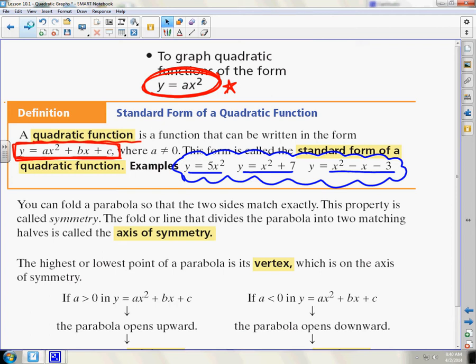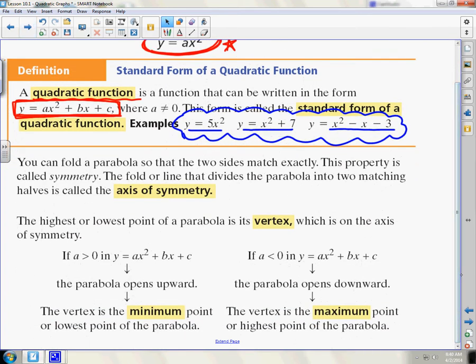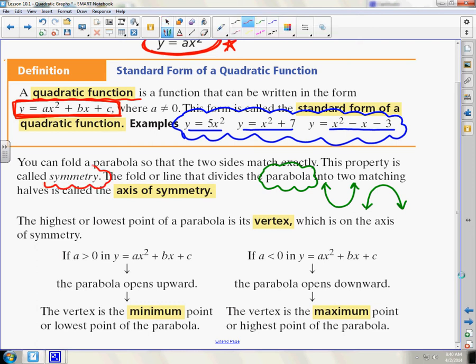So a quadratic function has a graph that's in the shape of a parabola. If you remember that word, the parabola, it's the U-shaped graph. They look like this, and they go up or down. The property is called symmetry. Symmetry is super important for parabolas because they are completely symmetrical. I can draw a line and split them in half. So this axis of symmetry is the line that divides the parabola into two matching halves. So make sure you have an axis of symmetry down.